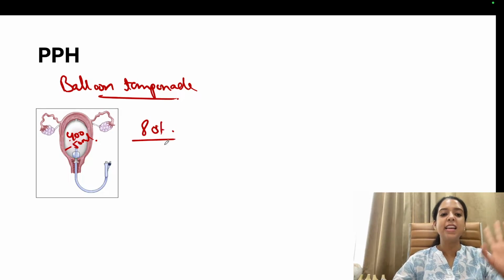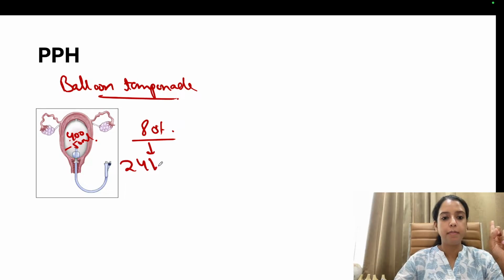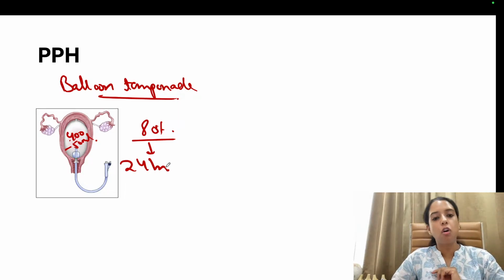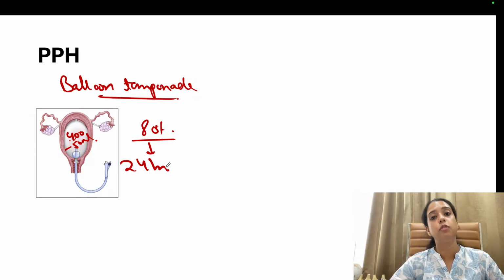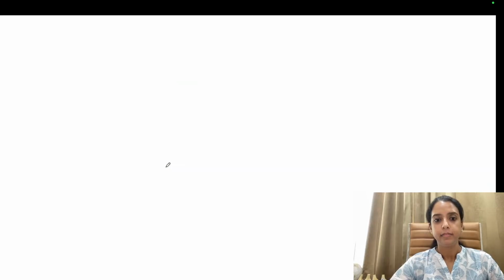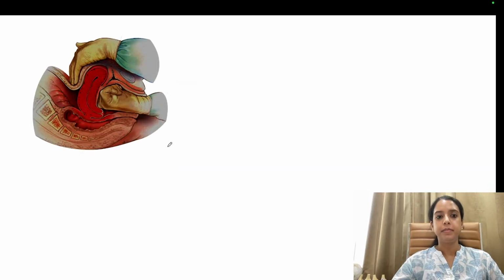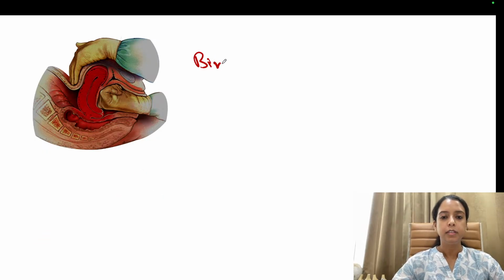Once it is successful, I keep it there for 24 hours. Remember, uterine balloon tamponade is not removed for 24 hours. Once the bleeding has stopped, I keep it there, then I remove it after 24 hours. This is what procedure? This is a bimanual compression.